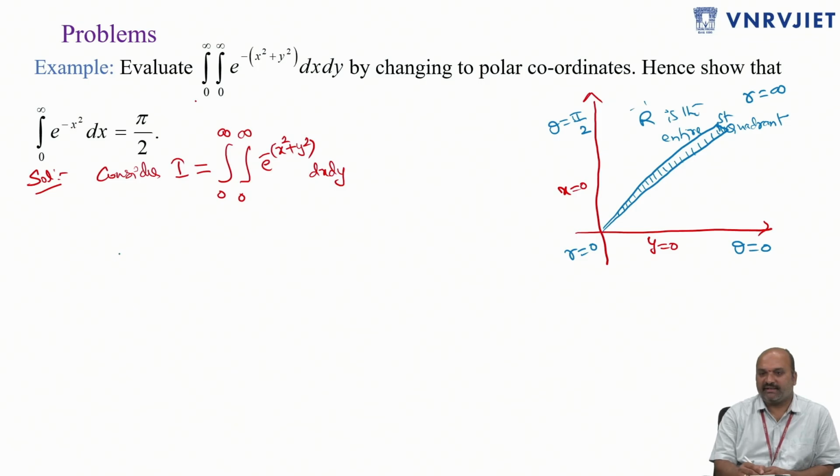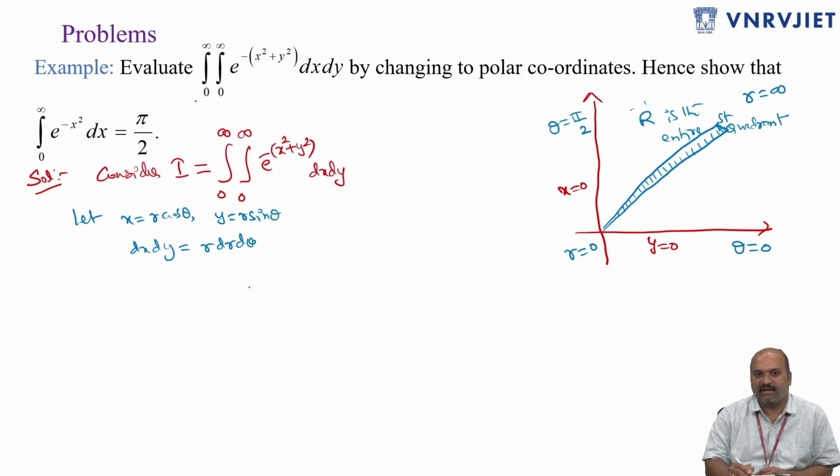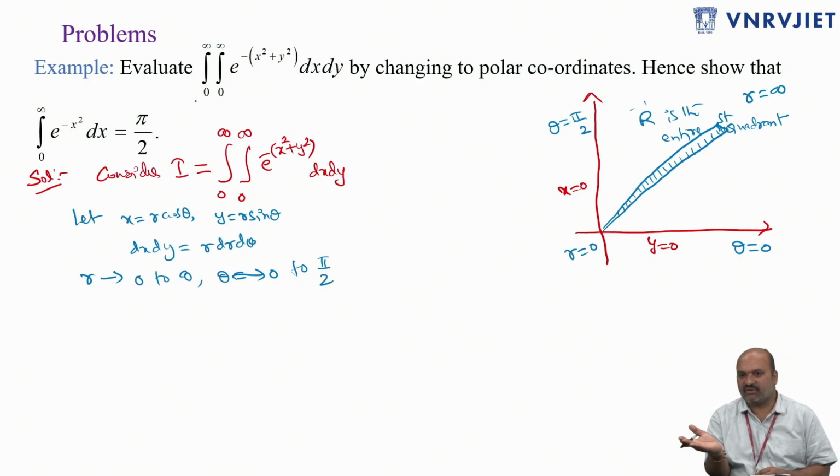So to convert it into polar coordinates, we use the transformation: let x equal r cos theta, y equal r sin theta, and dx dy equals r dr d theta. The corresponding limits are: r varies from 0 to infinity and theta varies from 0 to pi by 2, since the entire first quadrant lies between the lines theta equals 0 and theta equals pi by 2. So these are the limits for both r and theta.